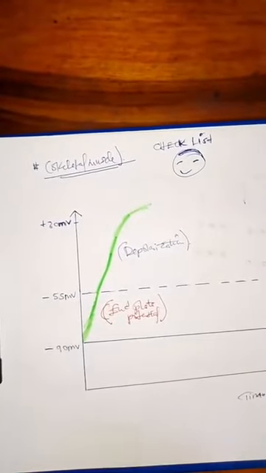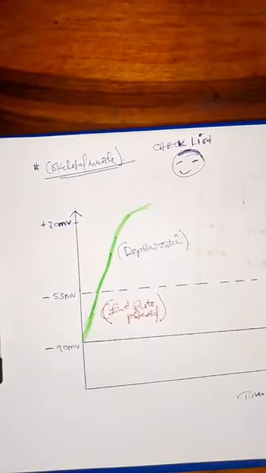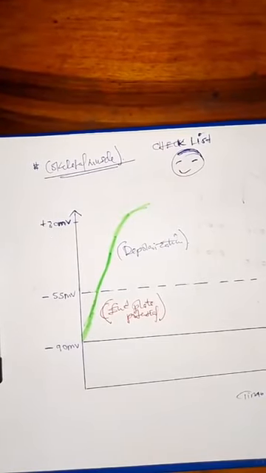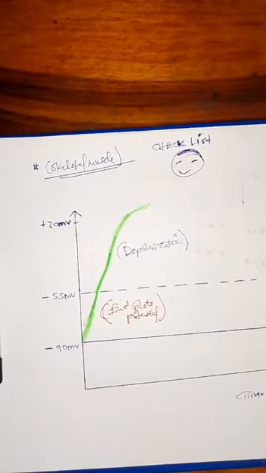The activation gate will open. When it opens, there will be influx of sodium, and this influx of sodium causes depolarization, meaning more positivity inside the cell.